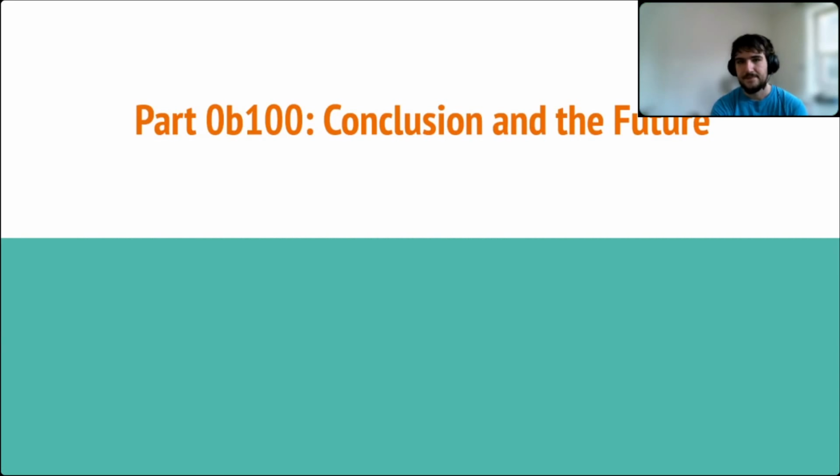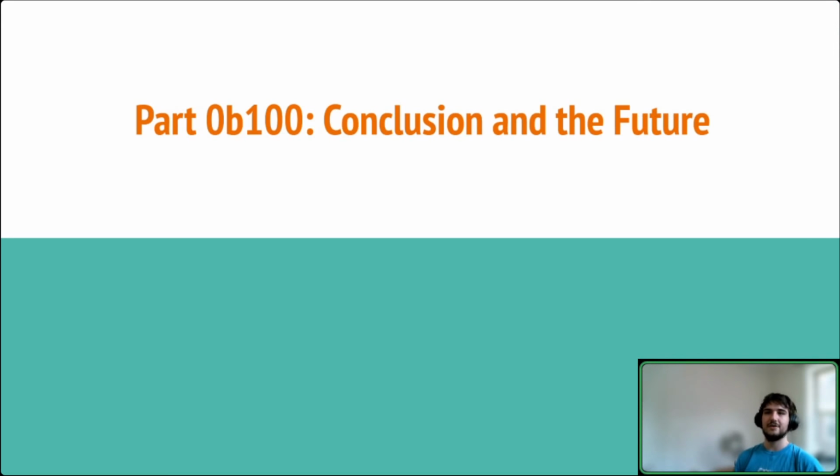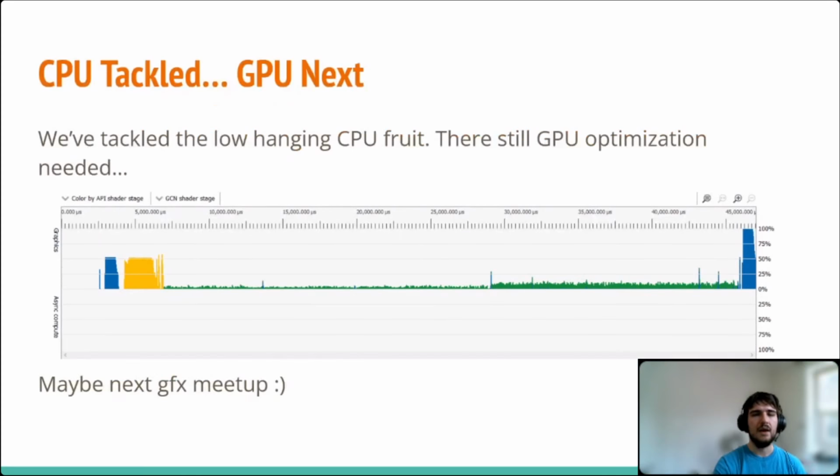All right. And finally, the last part, part 4 of the 3-part talk, is conclusion and the future. I have already gone a little over time. CPU has been tackled. The GPU is next. This is a picture of Radeon GPU Profiler, which is an AMD profiling tool. And you can see that the GPU is doing a whole lot of nothing. The green thing is a bunch of vertices. It's doing vertex computation.